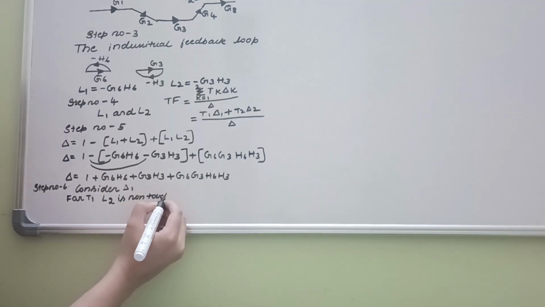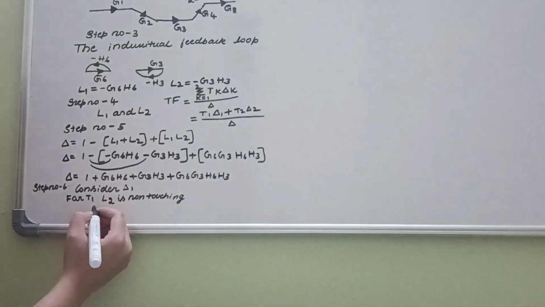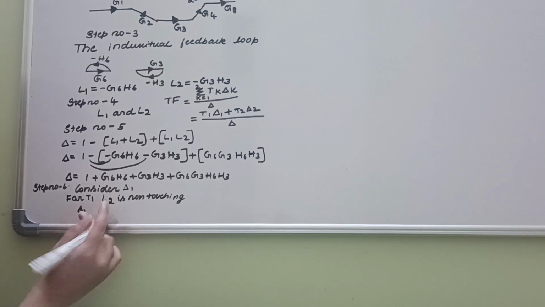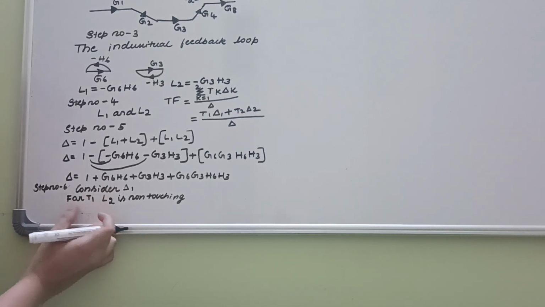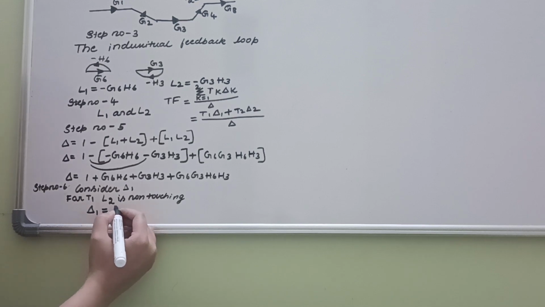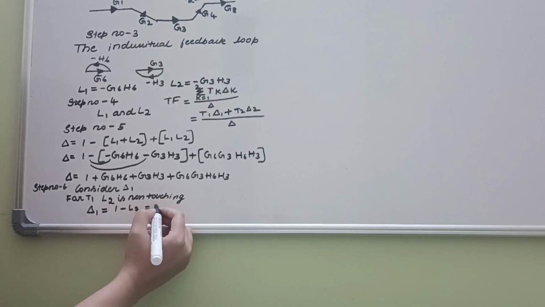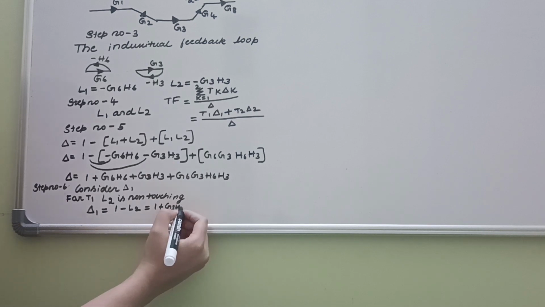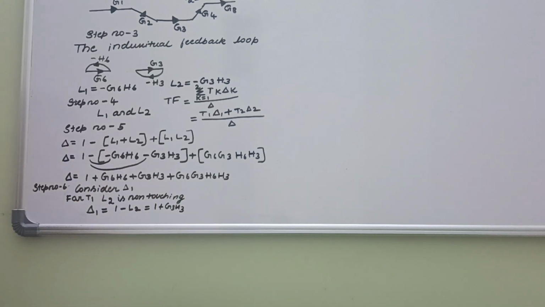So how is L2 non-touching? That I'm going to explain to you in the figure. So this L2 is non-touching. Therefore, my delta 1 is nothing but, I'll write the complete thing and explain it in detail. Yes. So my delta 1 is 1 minus L2, that is 1 minus, it is 1 plus G3H3, right? Result is 1 plus G3 and H3, right? So how was this resultant possible? I'll showcase the diagram and explain it to you in a clean manner, right?